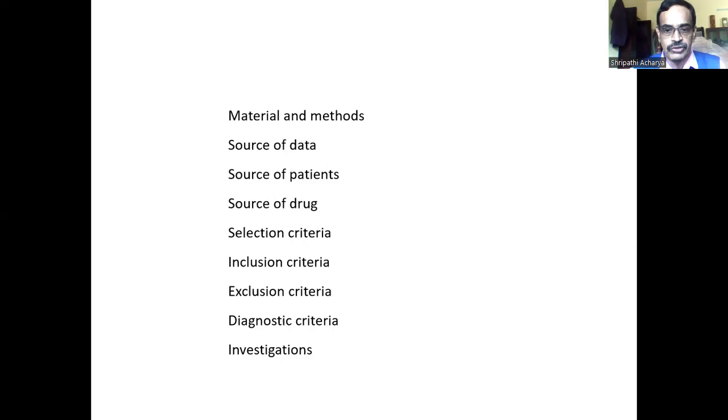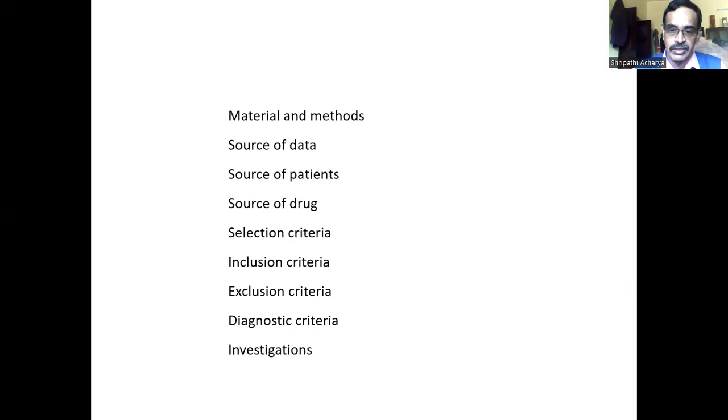Source of data, source of patients. Suppose you may be taking patients from the OPD and IPD of a particular hospital or from free camps. Then source of drug: each ingredient of the drug formulation is taken from an authentic source and is authenticated by the R&D department or the relevant department of the particular college. Then it is prepared following standard operative procedures, and it may be standardized also.